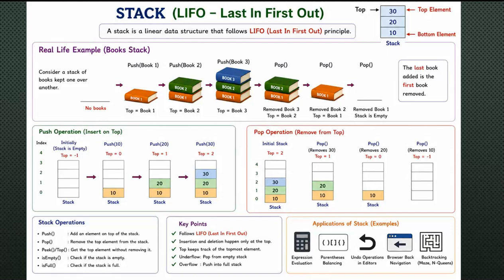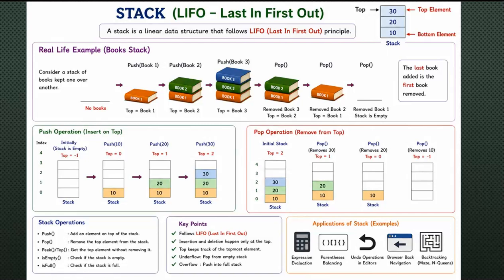Look at the topmost right corner of the picture. You see something called top. The topmost element in a stack is called the top. You can imagine this to be a pointer that points to the topmost element of the stack. Here, the stack contains three elements, 10, 20, and 30. 30 is the topmost element and 10 is the bottommost element.